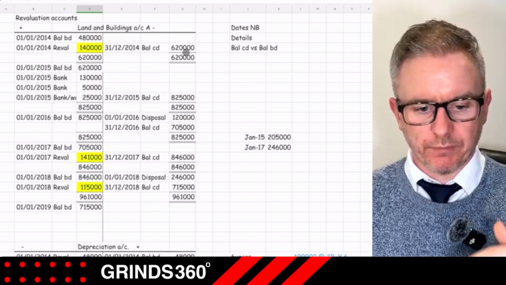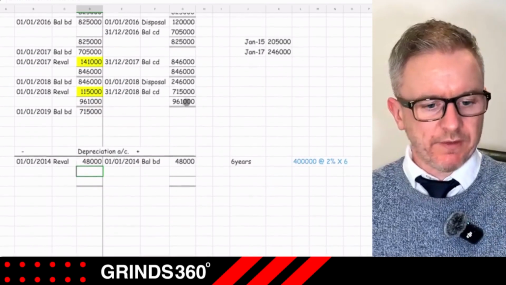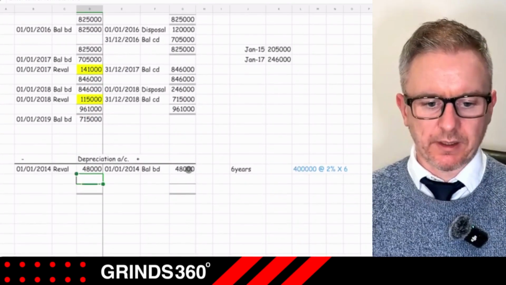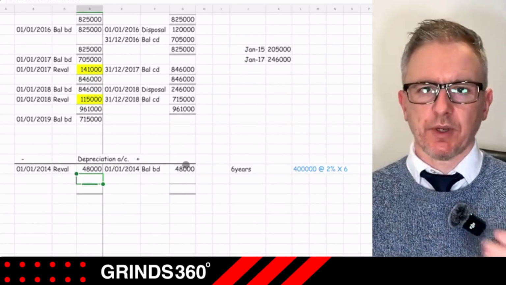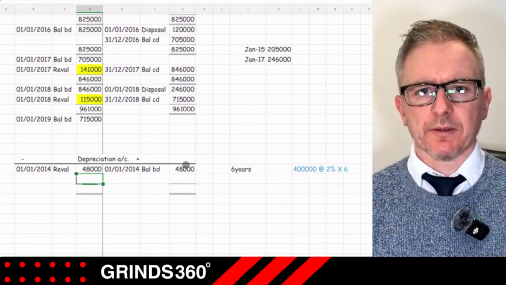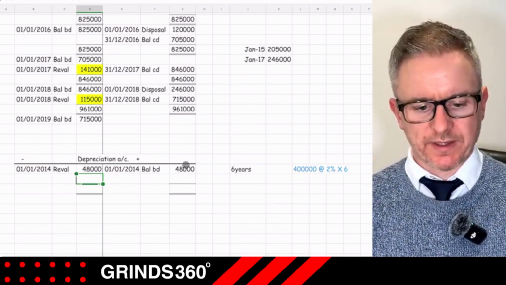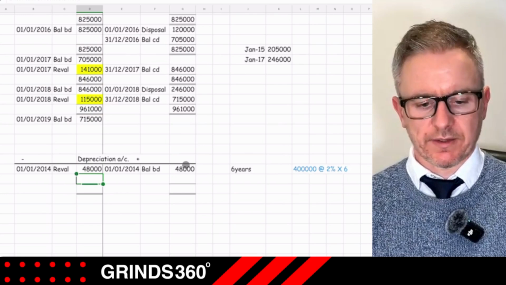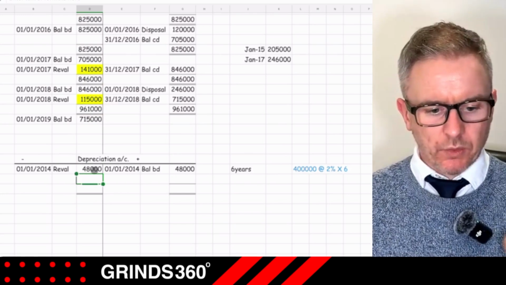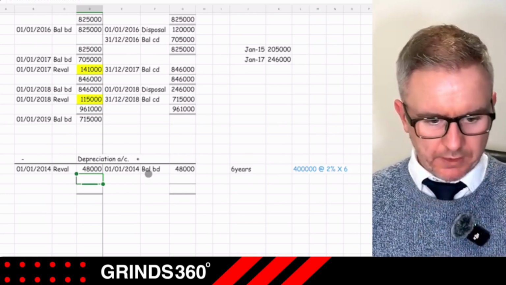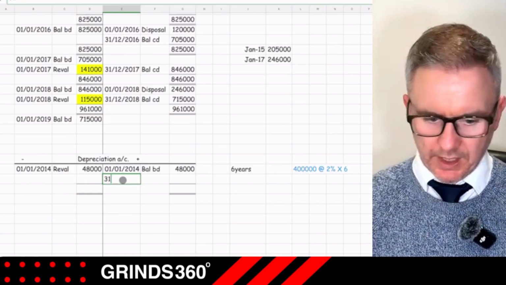Now the reason you're wiping that out is you've just revalued to 620,000. So you've brought them up to 620. If you left that 48,000 in there, you'd immediately be saying 620 minus the 48, and that would make no sense. Why would you have revalued to 620 if you're just going to knock 48,000 off it straight away? So wipe out all of that depreciation. So there's the 48,000 gone, and then get your charge for the year.